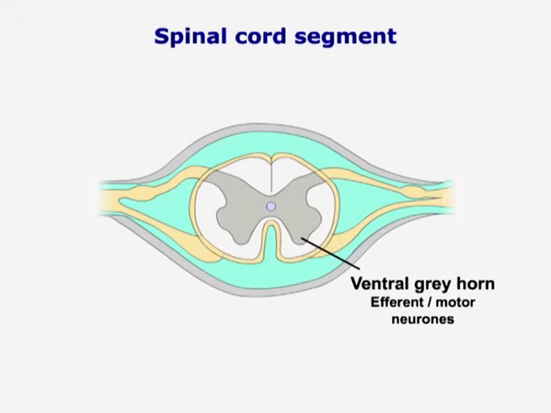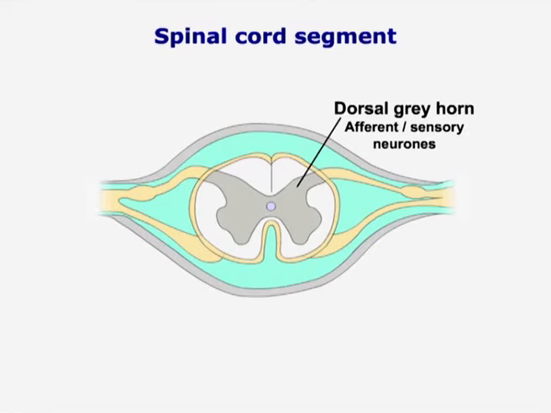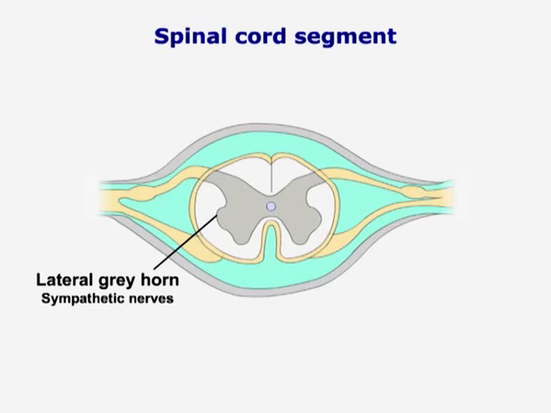The ventral grey horn contains the cell bodies of the efferent or motor neurons. The dorsal grey horn is made up of cell bodies and synapses from the incoming sensory or afferent fibers. The lateral grey horn is visible only in the thoracic and upper lumbar sections of the spinal cord. These give rise to the sympathetic nerves of the autonomic nervous system.